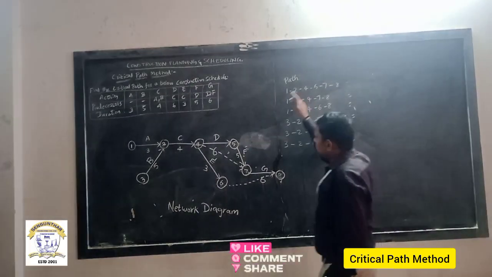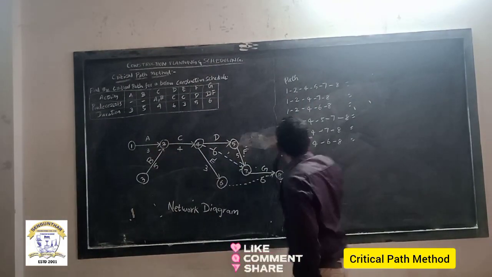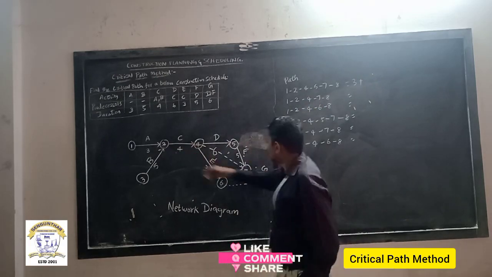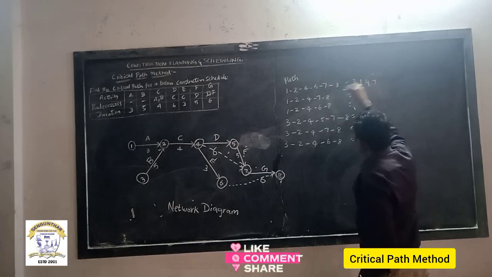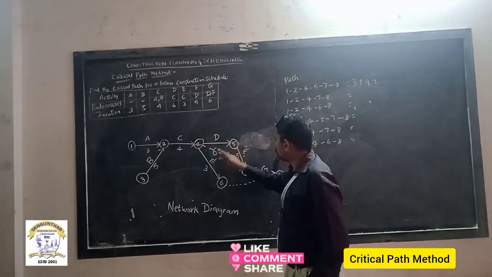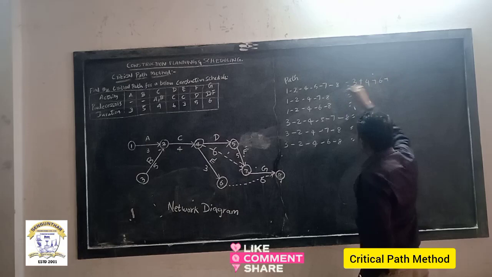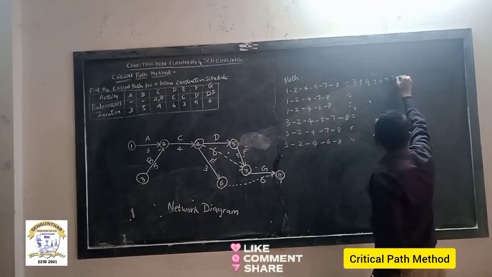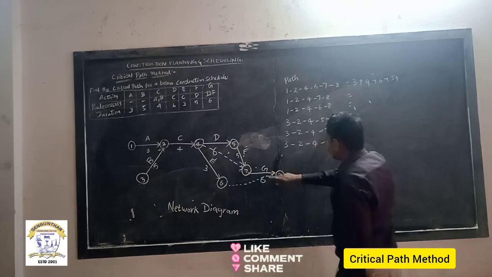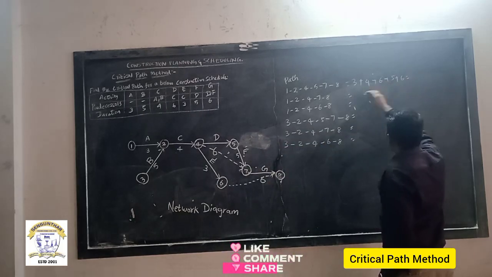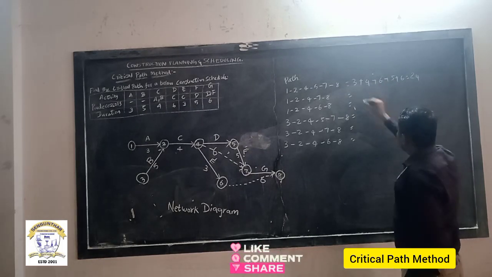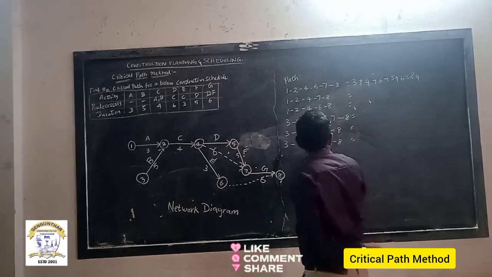See, 1 to 2, what is the duration? 3. 3 plus 2 to 4, what is the duration? 4. 4 plus 4 to 5, what is the duration? 6. Plus 5 to 7, what is the duration? 5. Plus 7 to 8, what is the duration? 6. So the sum of these values: 3 plus 4, 7, 13, 18, 24. For the first path, the total duration is 24.